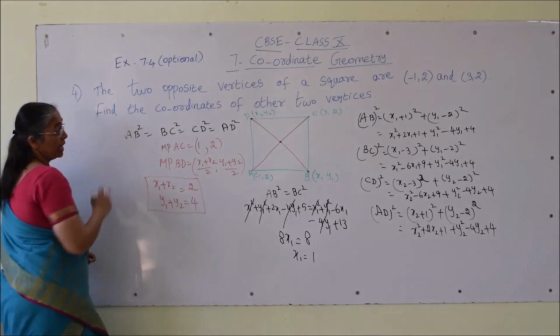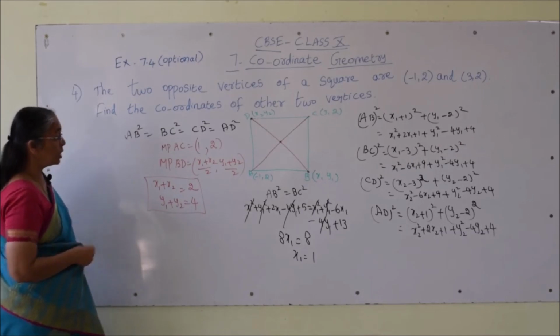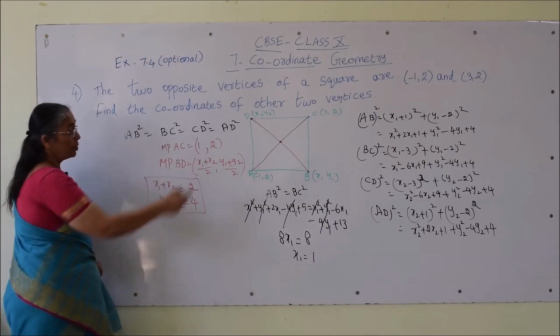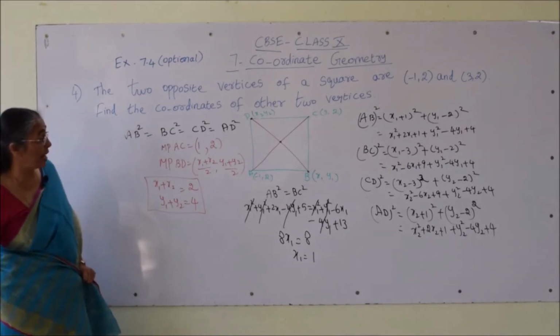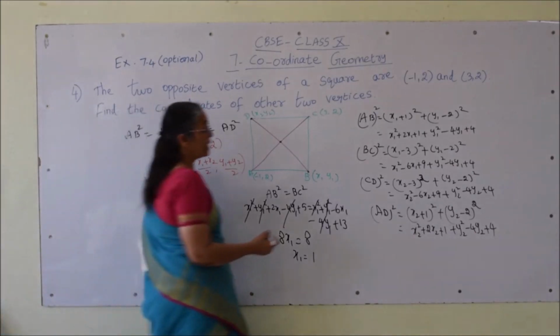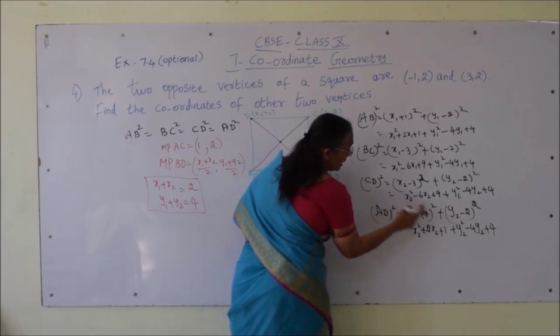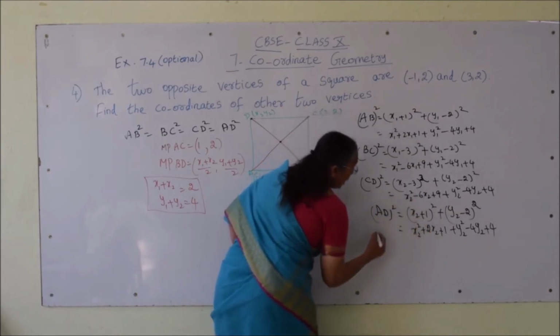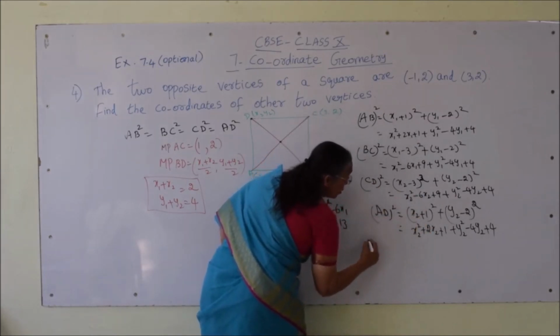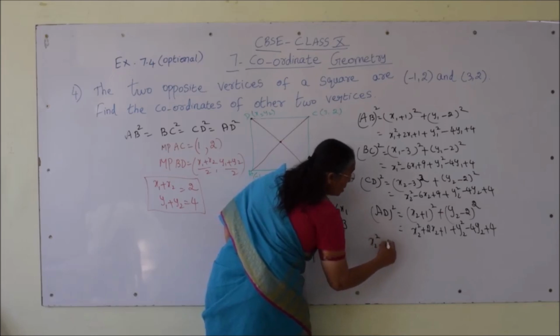So, this is another relation we are having. We will try to use this relation also. Before that, let us do CD equals AD, so CD square is equal to AD square. When we equate these two, the x2 square term will get cancelled. Let me equate CD square is equal to AD square.